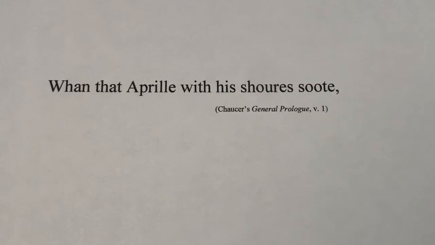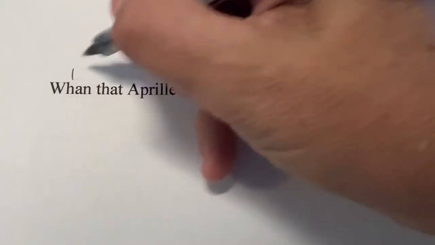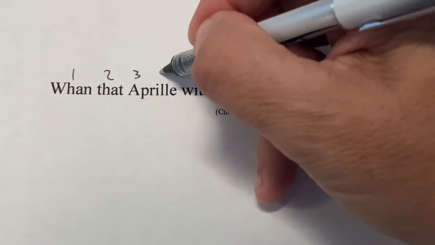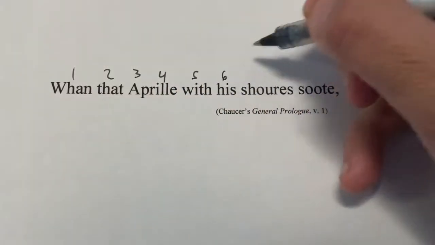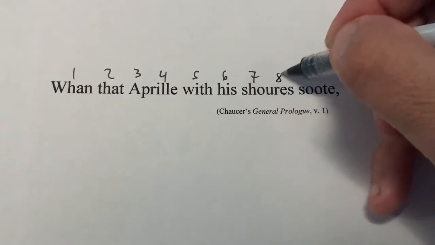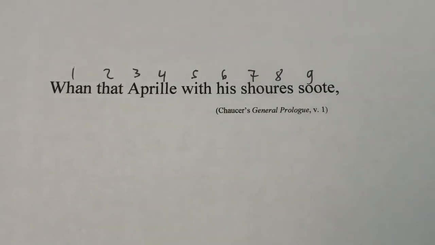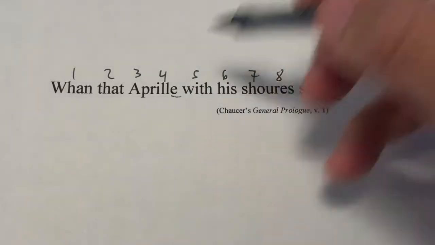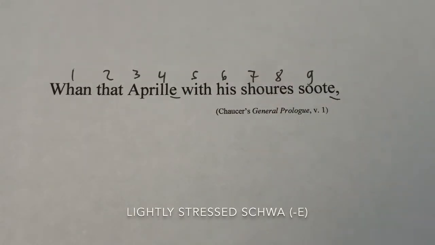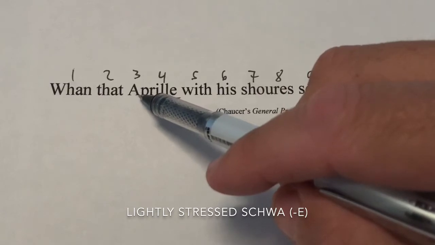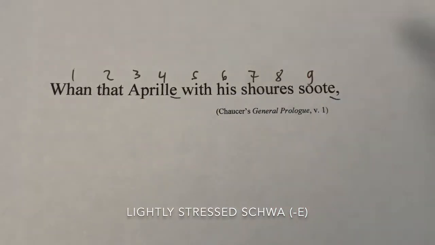Now, what if you have only 9 syllables? You may have run into this. This is the opening of Canterbury Tales. Whan that April with his showres soote. And you're not going to count that final e and the e because these are schwa and they're weak. They're just not counted. Occasionally Chaucer will count them, and people have counted this line as being 1, 2, 3, 4, 5, 6, 7, 8, 9, 10. But that's not what's happening.